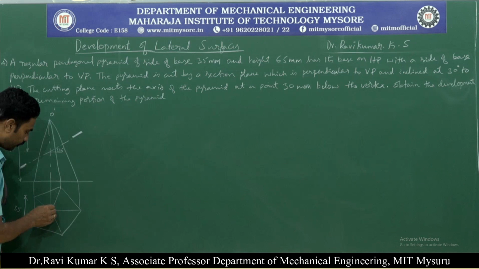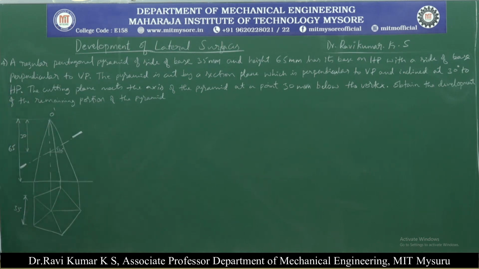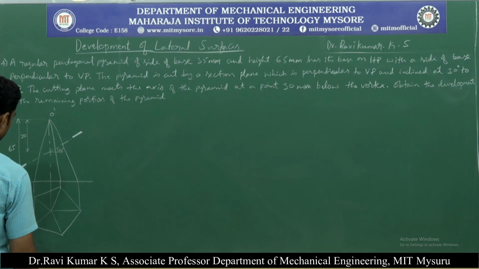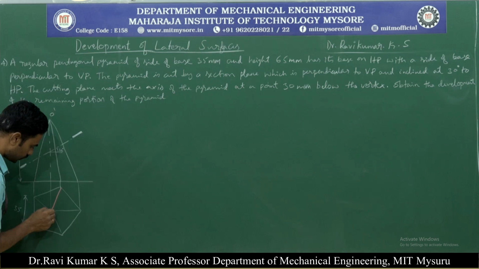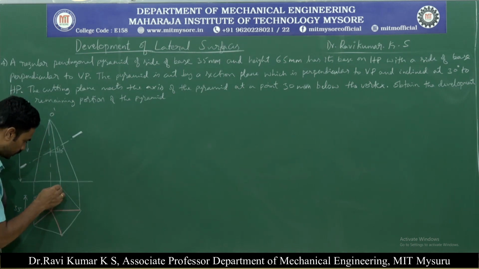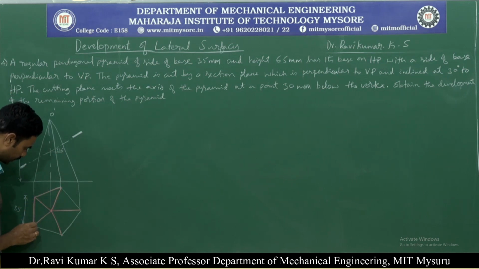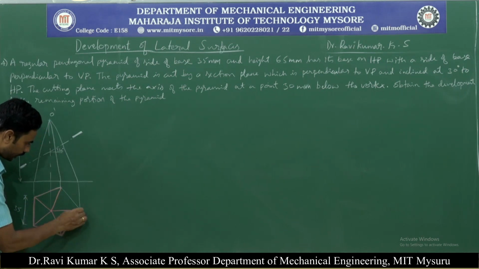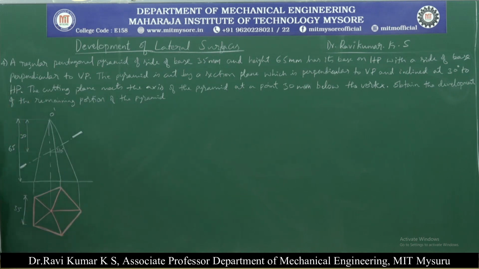After identification of the center, from the center I should draw darker lines to represent the lateral edges. These are all the lines which represent the lateral edges, and this is the base of the pentagonal pyramid. And I need to name this. I can start with this point or with this point, that's your wish. So I will start with A, B, C, D and E.